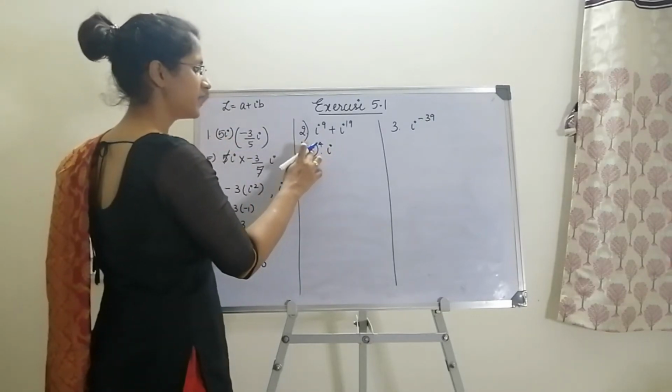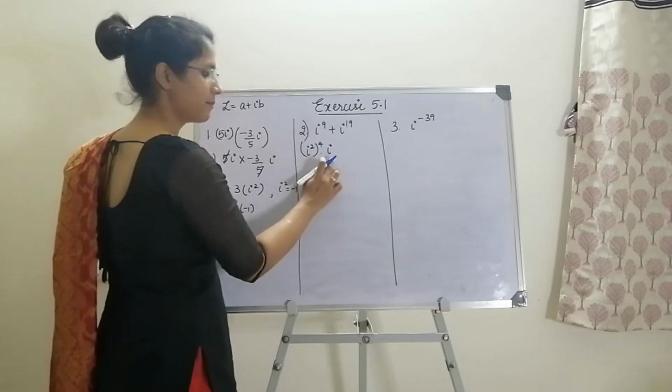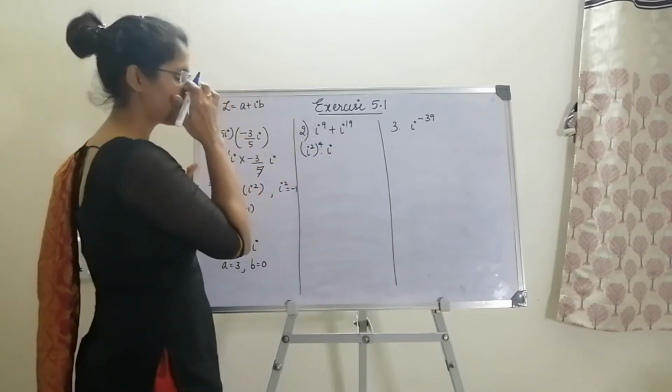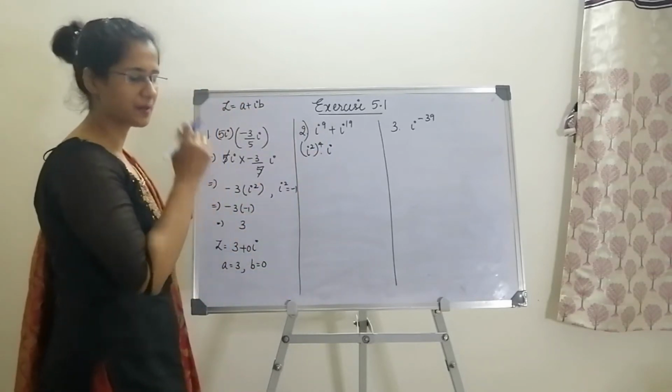4 into 2 will give me i to the power 8. When the bases are same, powers can be added. So 4 2s are 8. So i to the power 8 into i to the power 1 is giving me i to the power 9, which is my previous step.